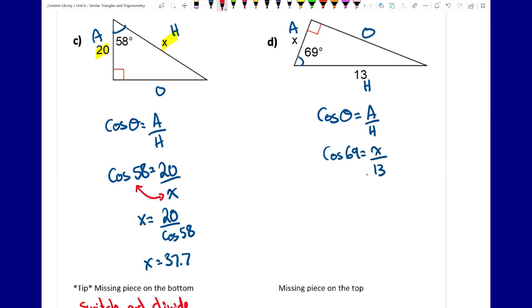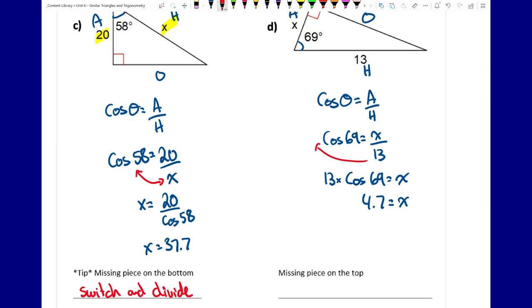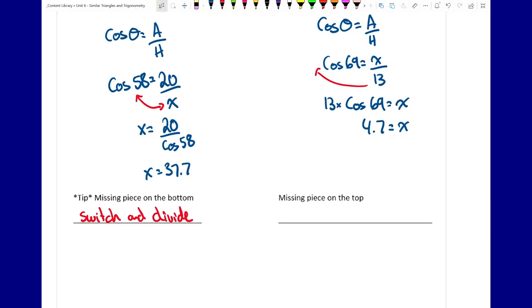The missing piece is on top, so we bring the bottom value up and we multiply. So 13 times cosine 69 equals x. That's just a calculation, and we get 4.7 equals x. So again, just a tip: the missing piece on the top, bring up and multiply.